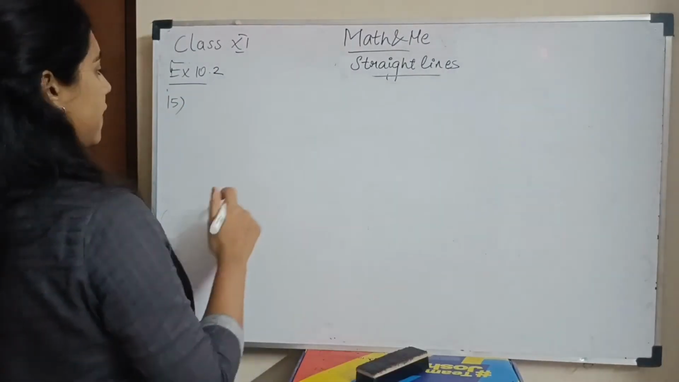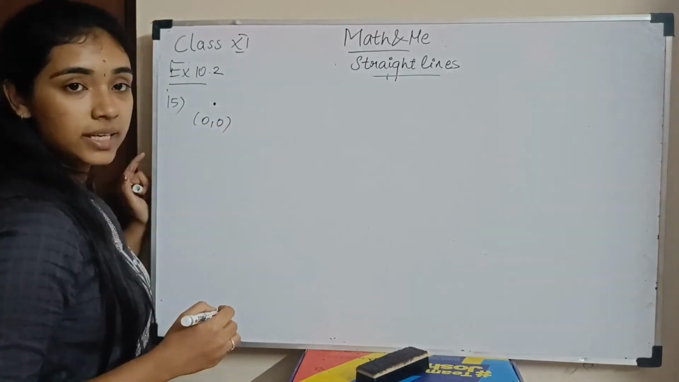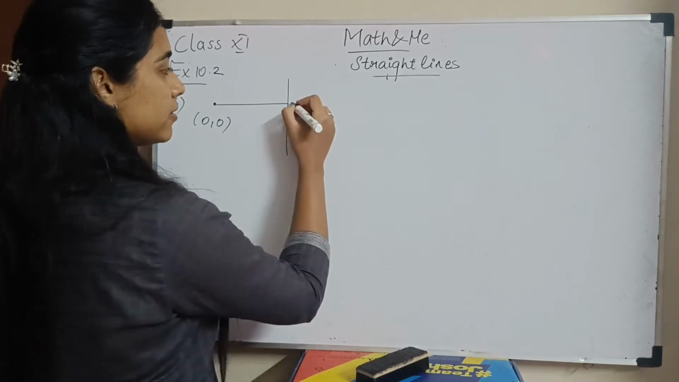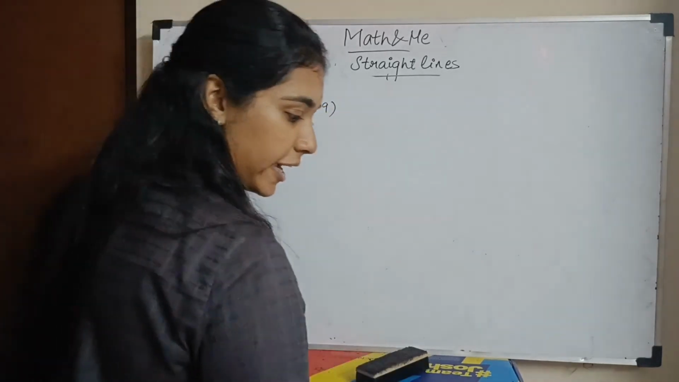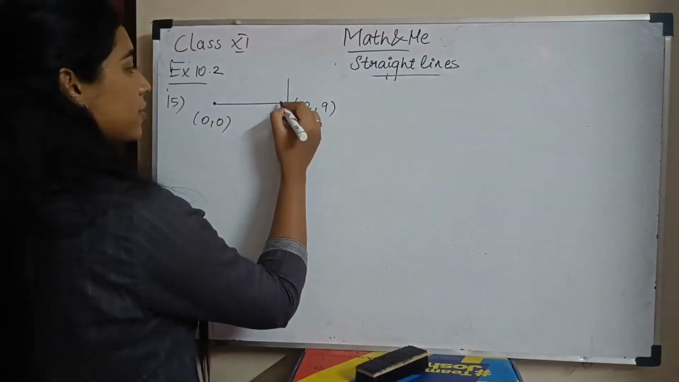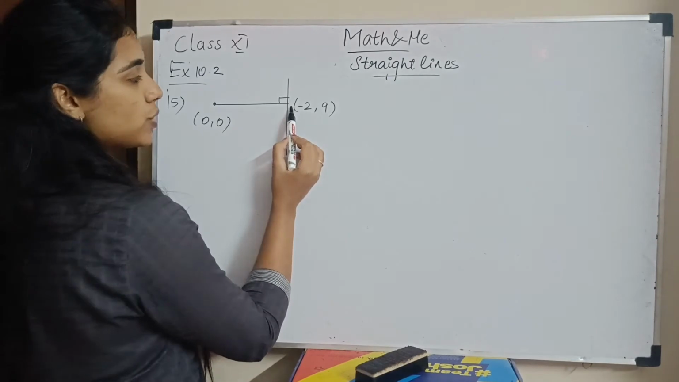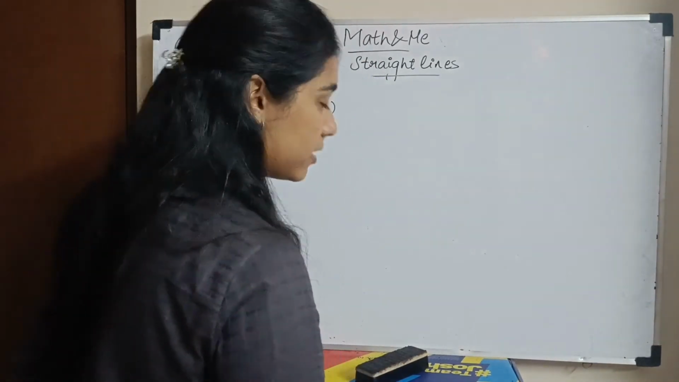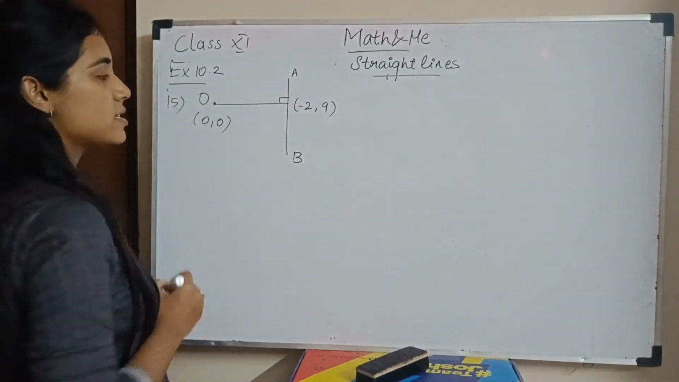Question number 15. A line from the origin, so this point is (0, 0), touches the other line and meets it at the point (minus 2, 9). So this is a perpendicular from the origin. So they say that this is perpendicular. The perpendicular from the origin to the line meets the line at (minus 2, 9). They want us to find the equation of this line. So this is A, B and this is O.